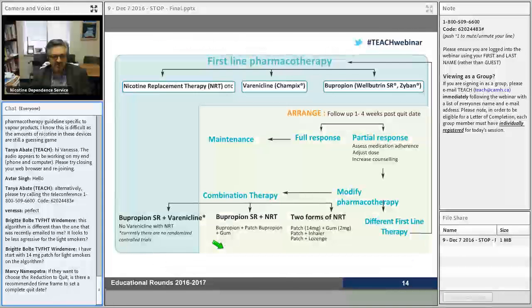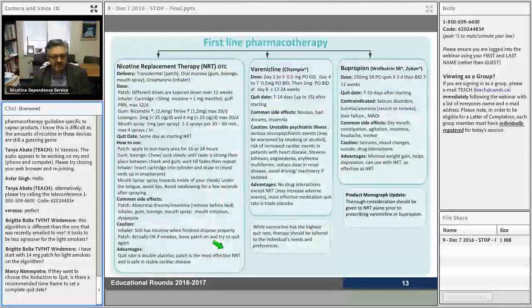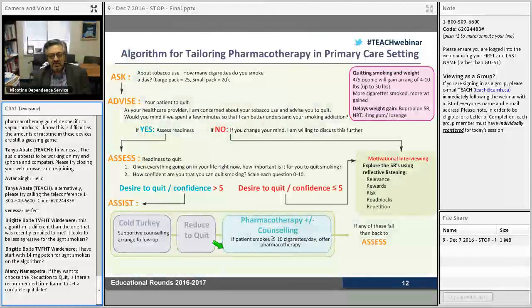On that algorithm, if I just go back to it, I can show you. Over here, we put it in bright pink, quitting smoking and weight. 80% of people will gain an average 4 to 10 pounds, up to 30 pounds. And more cigarette smoke, more weight gain when they quit. But Bupropion delays that, and so does the gum and lozenge.